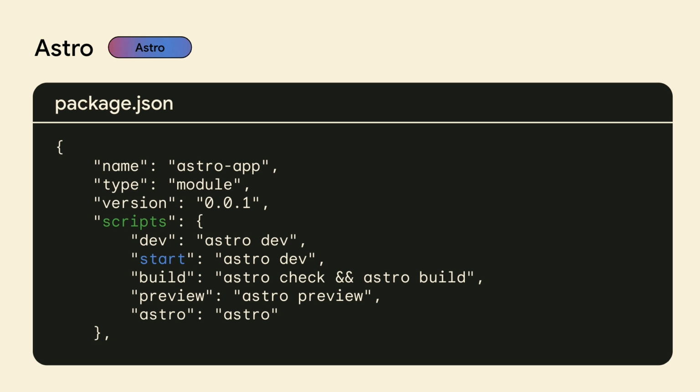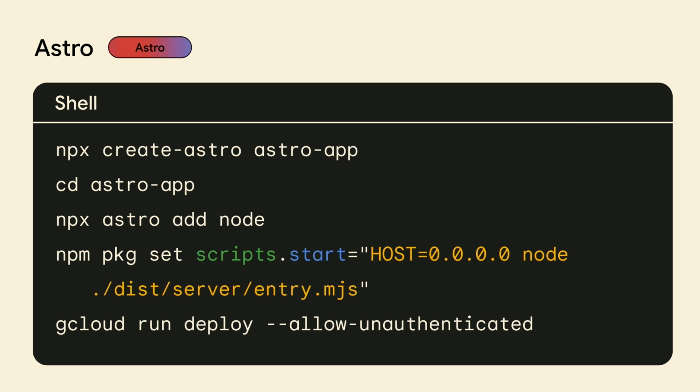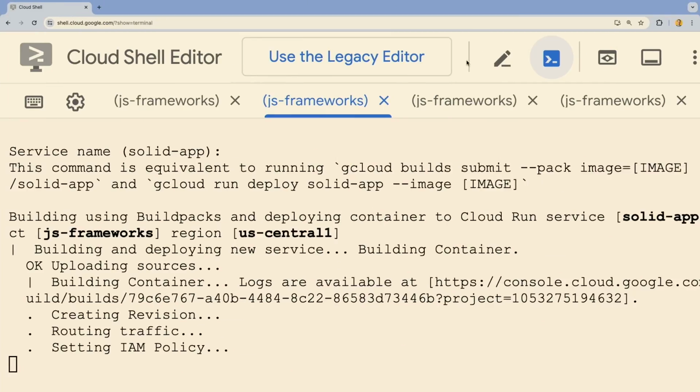So Astro's recommendation is that we use node ./dist/server/entry.mjs. And because we want to accept every single request, we're also going to throw on this host equals 0.0.0.0. I think that was the right number of zeros. So that's what this command is. It's just saying change the start script to that. All right, let's go ahead and run these commands.